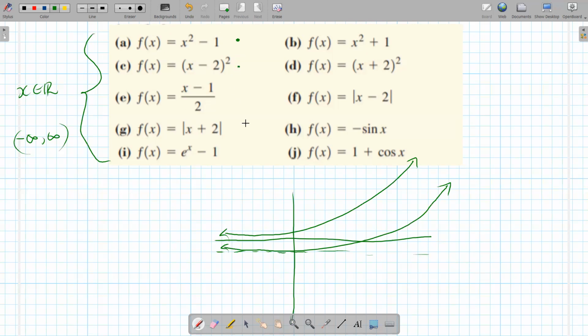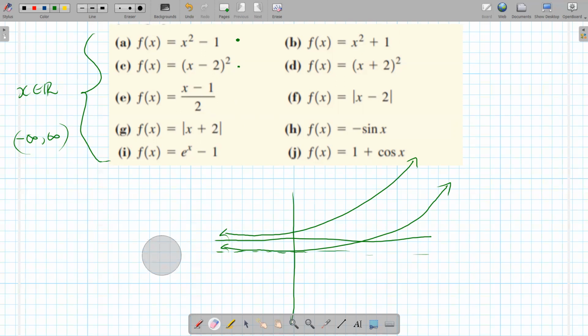It would be negative infinity to positive infinity. No, not the range, the domain. What about the range? x minus 2 squared looks like this. It goes 2 units to the right. It's a quadratic like that. So what's the range of this function? It would still be 0 to positive infinity. Yeah. What about E?